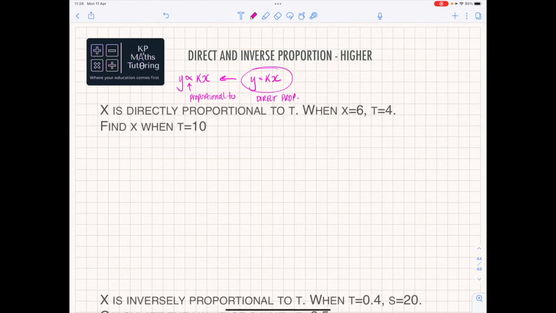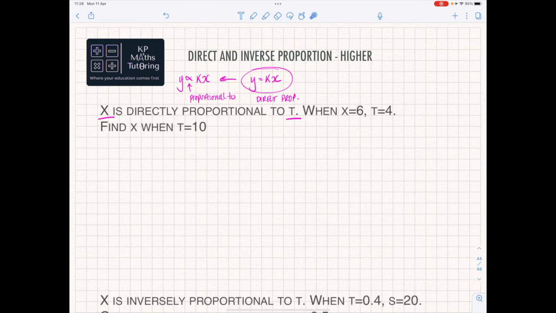So let's look at it in this example here. It says x is directly proportional to t. So although I don't have these letters here, I can just say x is directly proportional to t. So x equals kt. Your first step here, okay, and this will always be the same for direct and inverse proportion questions on higher, is to find the value of k. Now, how do I do that? Well, if I substitute in what I know, x is 6, so I can change this for 6. I don't know k yet, and I know t is 4. Remember that kt means k times t. So I change that t now to 4.